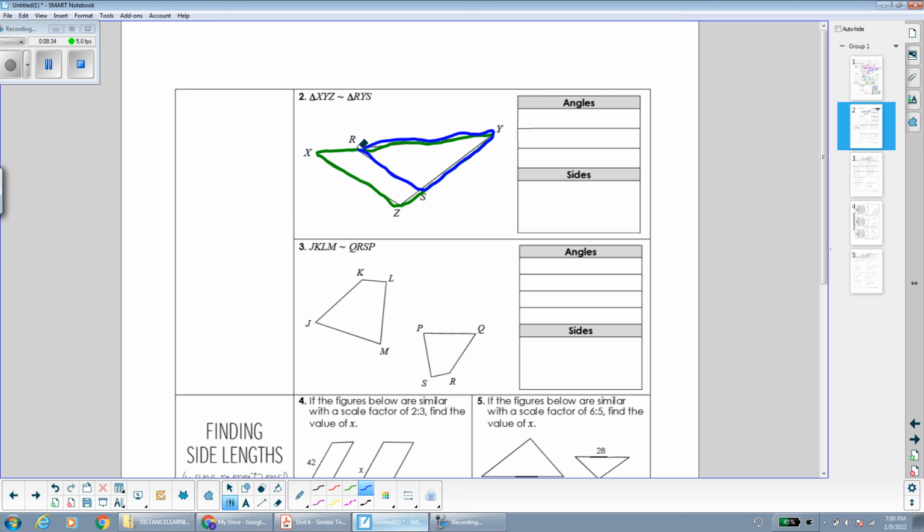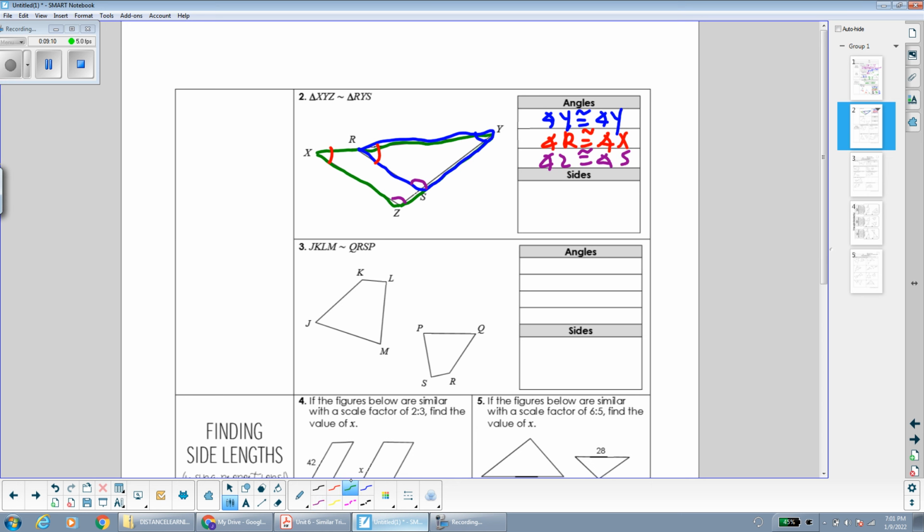So the congruent angles: angle Y in this triangle is congruent to angle Y in this triangle because they correspond. They are the same angle in both of the triangles. Angle R is the first letter here, so that would correspond to angle X. So angle R is congruent to angle X. And finally, angle Z, third letter, would be congruent to angle S.